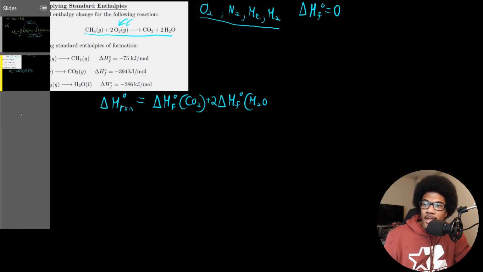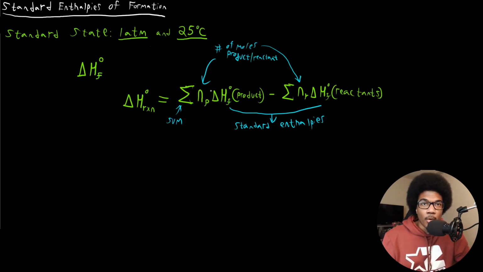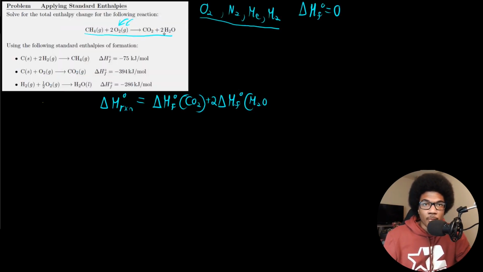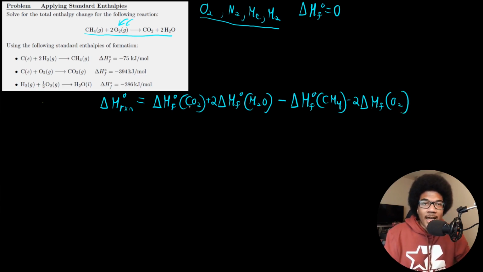Because keep in mind, if we look back at the original formula, you're taking the number of moles of that product times its enthalpy of formation. So if we look at this balanced equation, we have 2 moles of water, so we're going to multiply this guy by 2. Now that's going to be minus the enthalpy of formation for methane and minus 2 times the enthalpy of formation of O2. So this is applying Hess's law for standard enthalpies of formation.